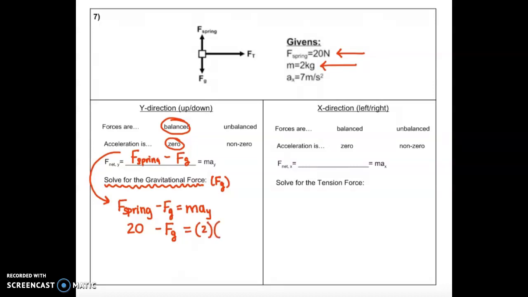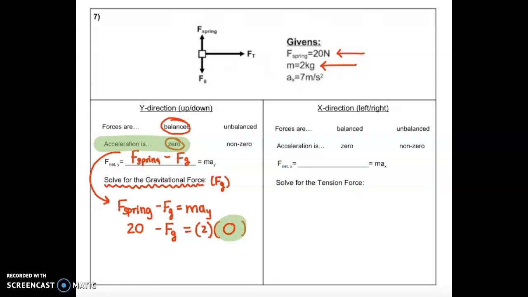And I'm looking at my Ay, and I'm so tempted to use my last given, Ax equals 7 meters per second squared. But I want you to be really careful. This acceleration can only be used in the x direction. And here we're working in the y direction. So we need a value for Ay, and I want to bring your attention to what we previously determined, that the acceleration must be 0 because our forces are balanced. So because of that, my Ay value, it's almost like a hidden given. My acceleration in the y direction is 0.